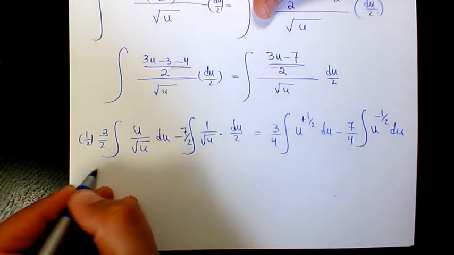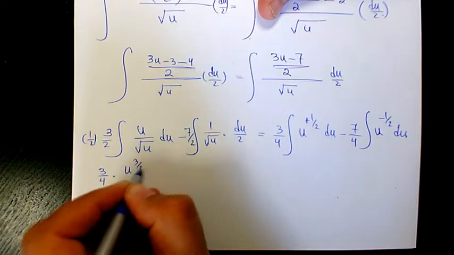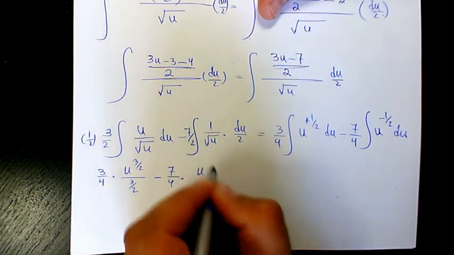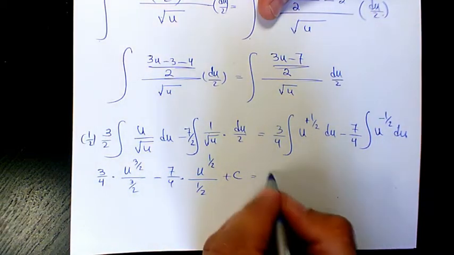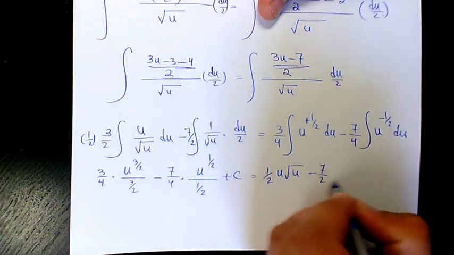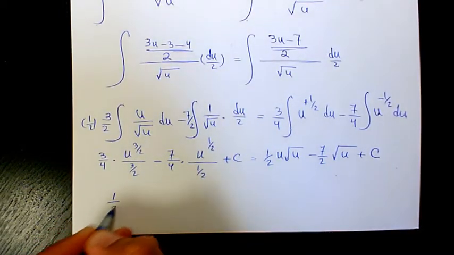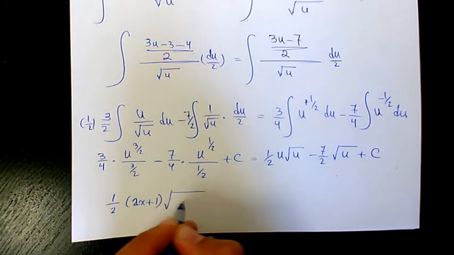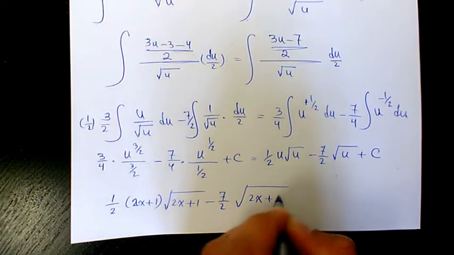And then that's going to be 3 over 4 times u to the power of 3 over 2 over 3 over 2, minus 7 over 4 times u to the power of 1 over 2 divided by 1 over 2, plus c. That's going to be 1 over 2 u root u minus 7 over 2 root u plus c. So that's going to be 1 over 2 (2x plus 1) root (2x plus 1) minus 7 over 2 root (2x plus 1) plus c.